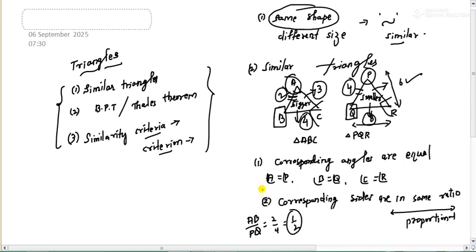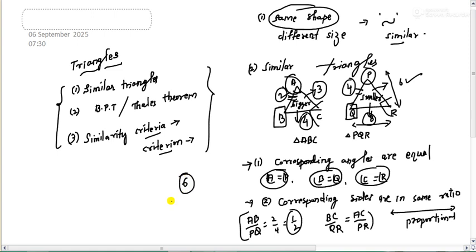So totally how many conditions are there to check? In these two triangles we have 3 each: 3 angles and 3 sides. AB by PQ should be equal to BC by QR, and that should be equal to AC by PR. These are the corresponding sides. So a total of 6 conditions are there, 6 criteria. Total how many criteria? Yes, 6 criteria.